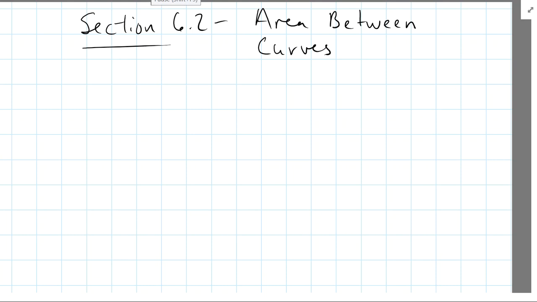3, 2, 1, it's going. All right, so area between the curves. I'm going to do some general cases just to show you what's going on.